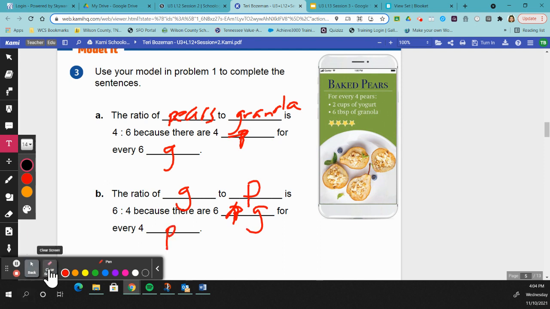So when we're finding ratios, all we have to do is match up our quantities with the words that match it. And just to make sure that we're not doing 2 pears, we're doing 4 pears to make it match up.